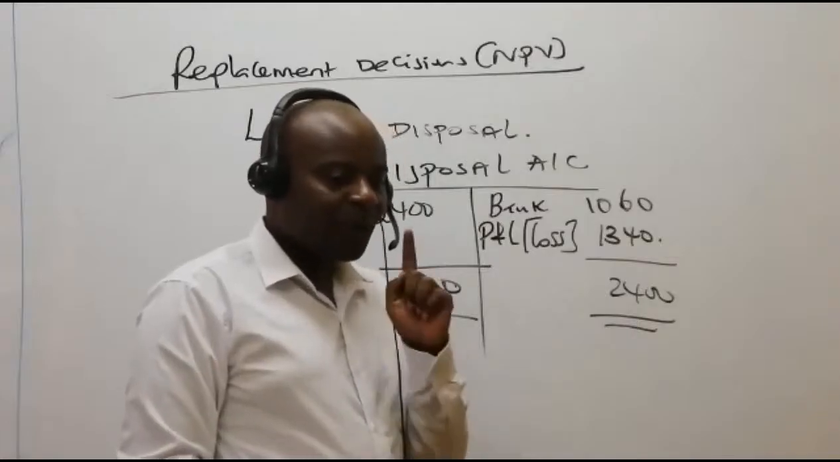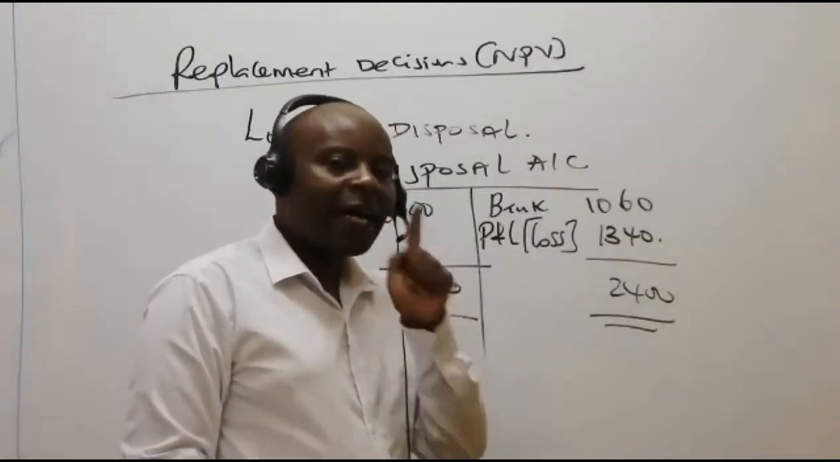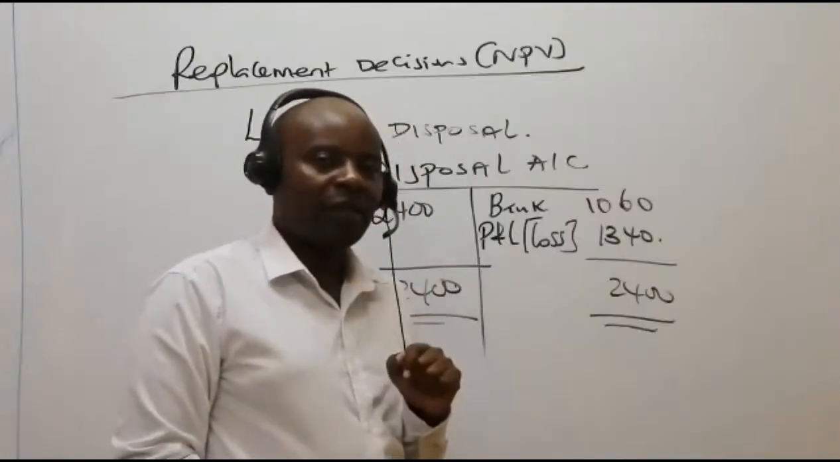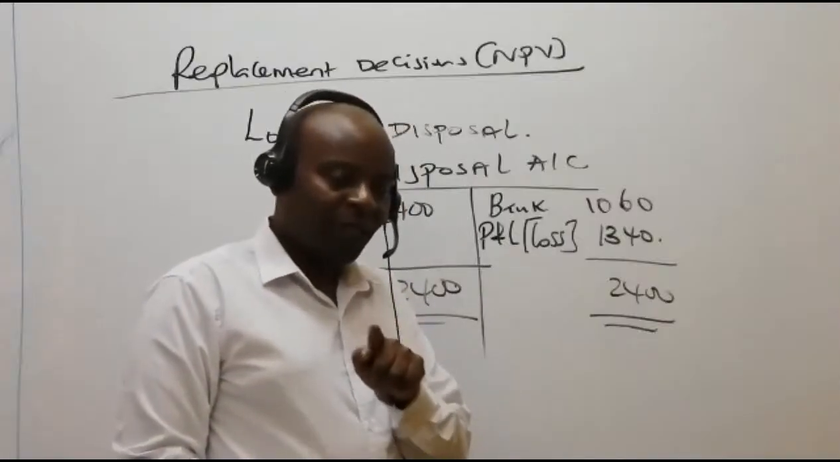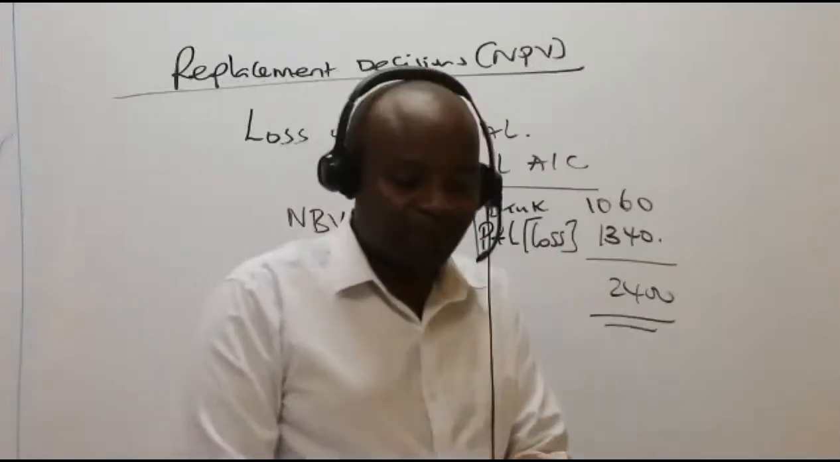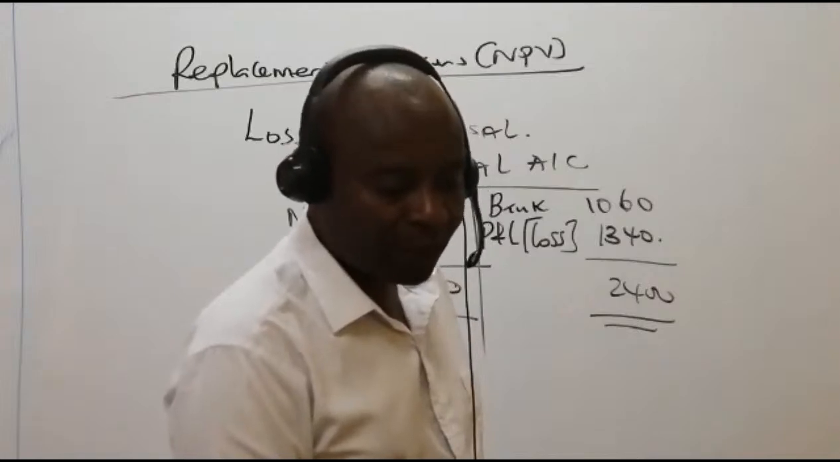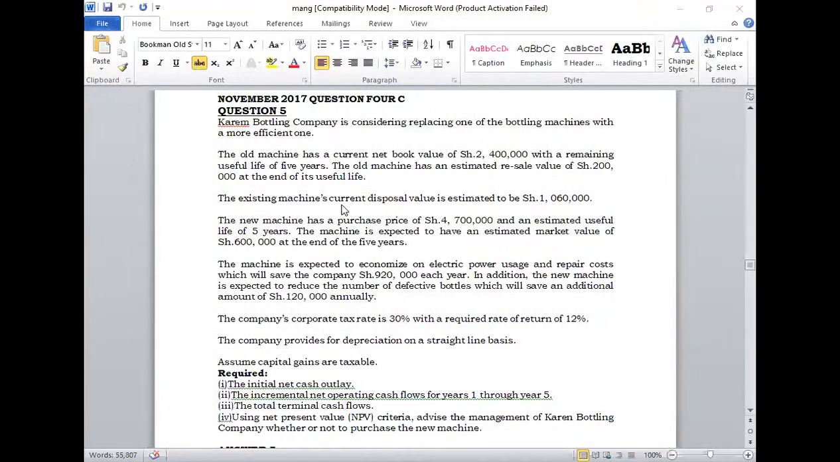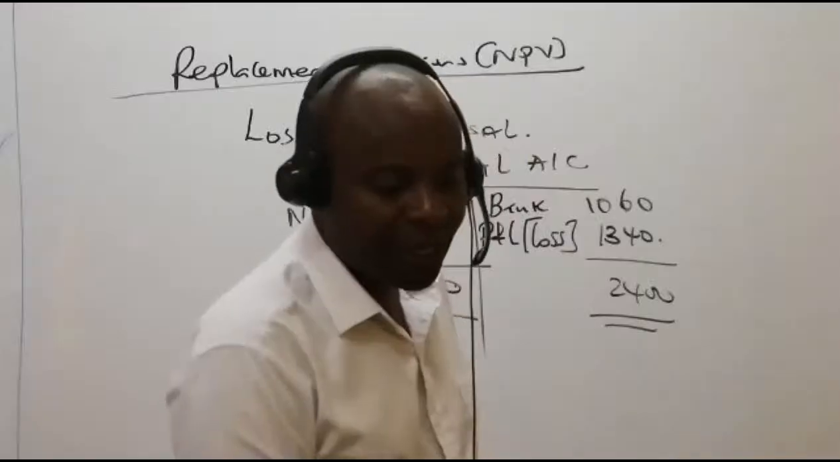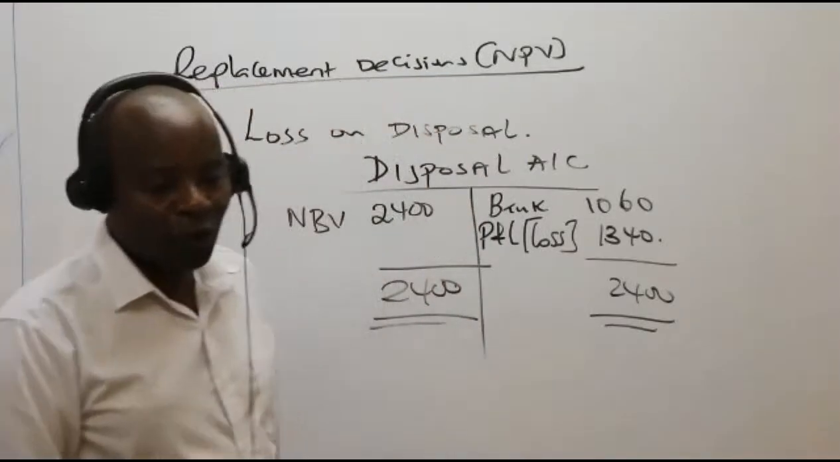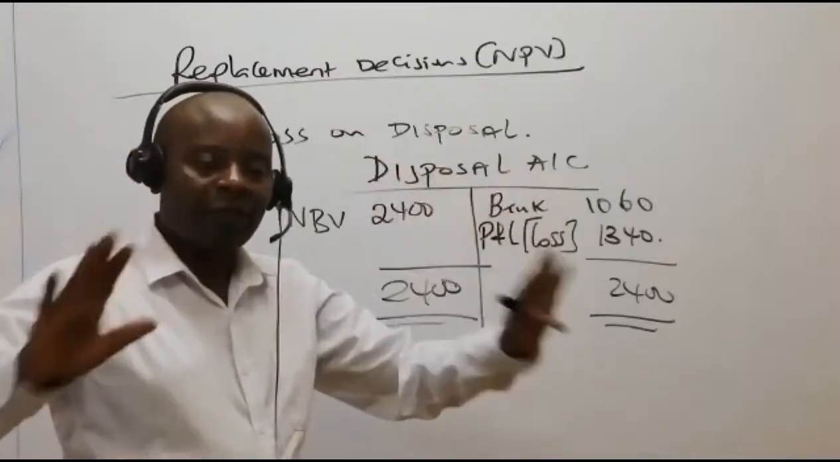Nelly takes the proceeds. Disposal proceeds are not the same as scrap value. Disposal proceeds, the examiner will always tell you the disposal proceeds. Those are two different things. So ladies and gentlemen, you can see the existing machine's current disposal value is 1060. The 200,000 is a resale value should we consider going to the end of the useful life. So ladies and gentlemen, this is quite important for me. So in this case here, we have a loss of what here? 1340. That is very important.